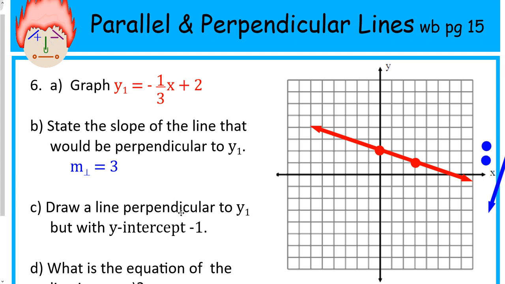Draw a line perpendicular to y1, but with the y-intercept of -1. So on the y-axis, I'm going to go down to -1, and I'm going to use my new slope, right, the perpendicular slope, to get a second point. So up 3, 1, 2, 3, and over to the right 1. And now these lines should look perpendicular, and they do, right? They make a perfect 90-degree angle.